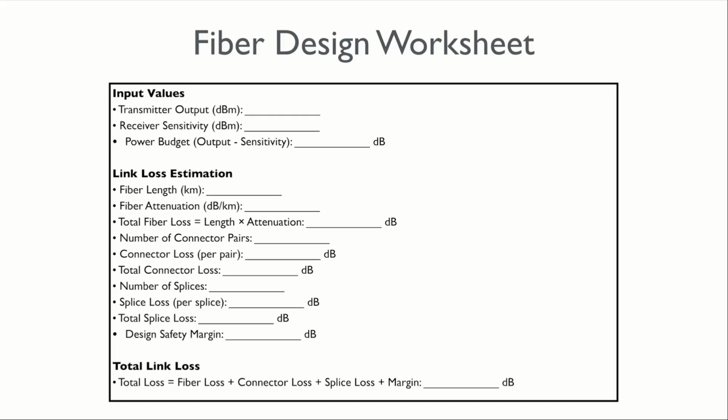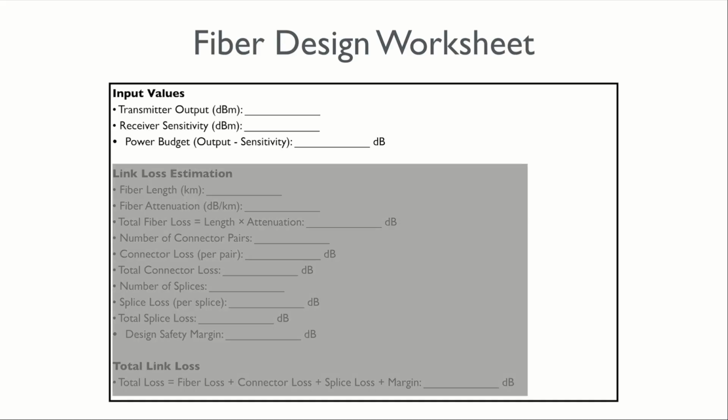Now let's take a look at all these math terms and formulas and apply them to calculate a fiber design. A fiber design worksheet is used to help technicians and engineers design and calculate the total loss of a fiber optic link and compare it to the system's overall power budget. This will help to ensure that the fiber network performs accurately. We begin with input values such as transmitter's output, receiver sensitivity, and power budget.